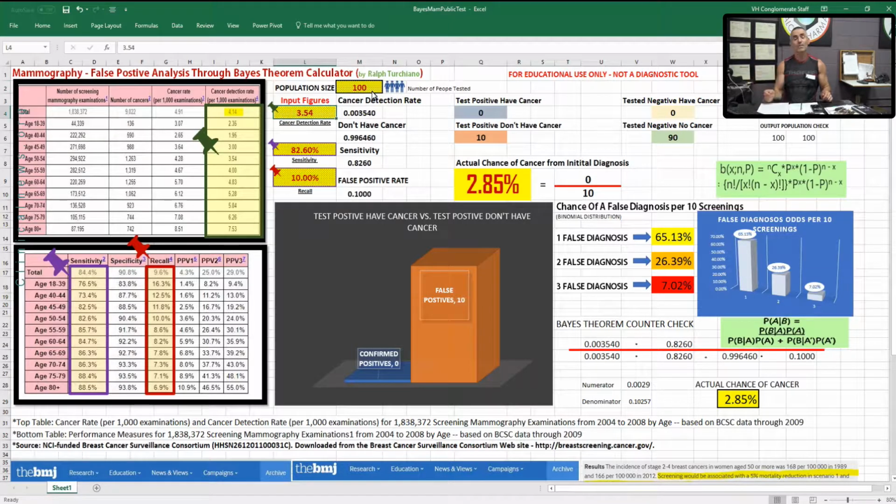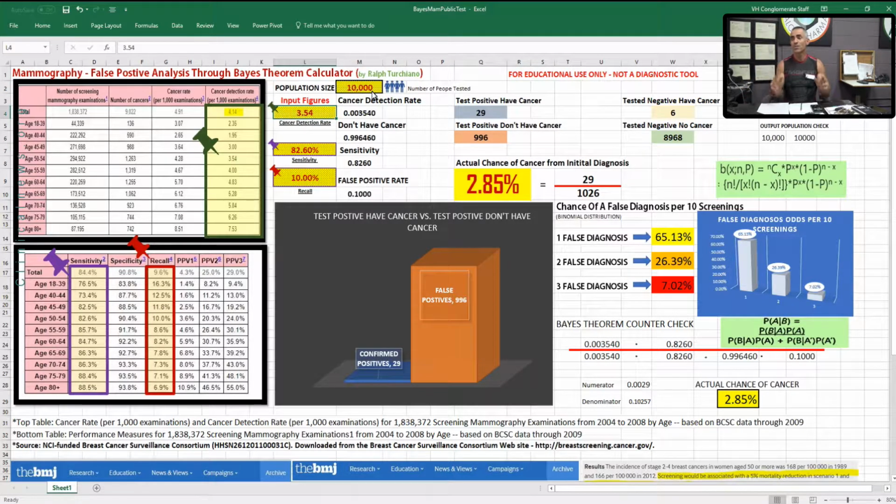All right, now, when your population size is small, down to 100, you have 10 people that test positive for cancer that don't have cancer at all, and you have no one test positive for cancer. You see, that's kind of why you need a large population group. So you go back up to 10,000, and that's what you have.